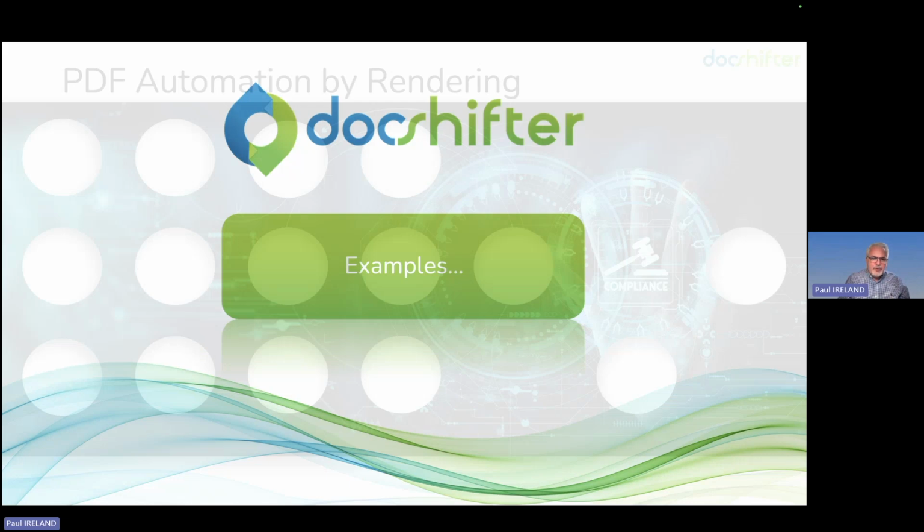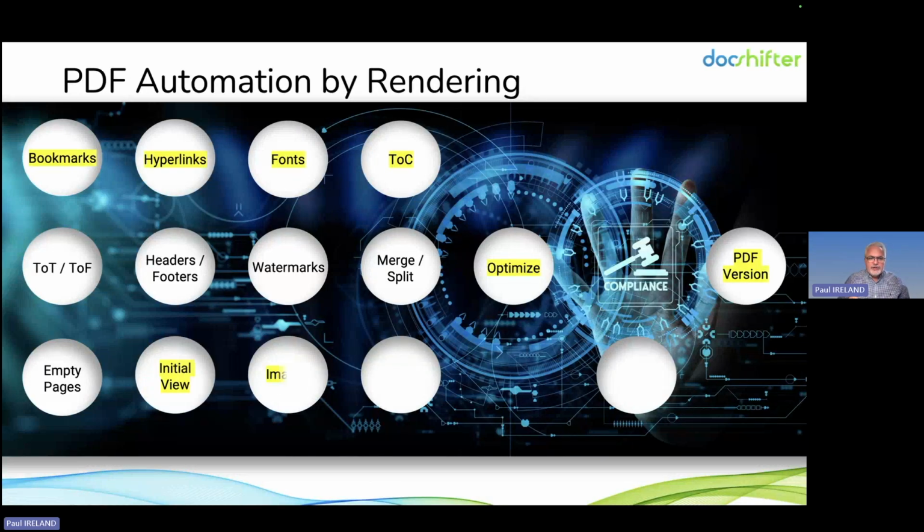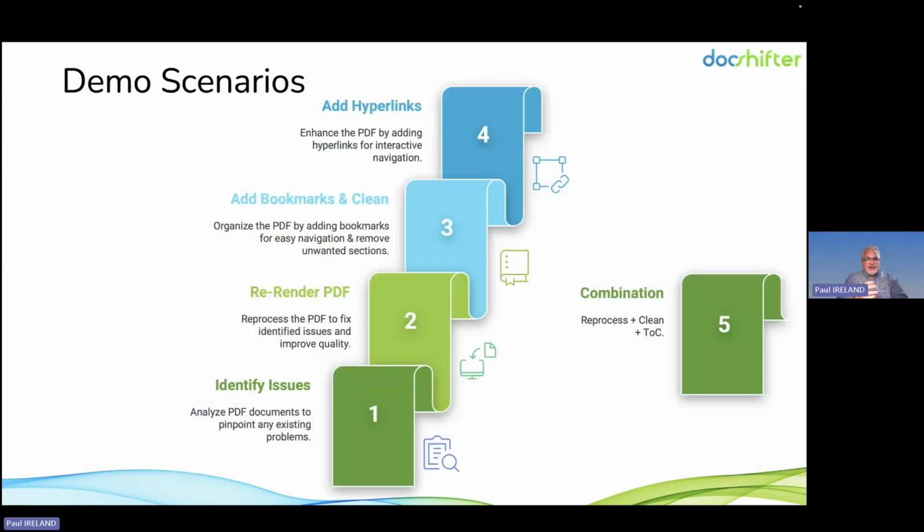So looking at some of the examples, the ones I'm going to focus on from that list are really some issues with bookmarks, hyperlinks, the font embedding, tables of contents, optimizing the initial view, some image settings, the QCing, and the PDF version. So those are some things I'm going to cherry pick. I can't cover everything, but those are just some examples for you. So what that means is I'm going to run 5 different scenarios. One, just going to show you in DocShifter how you can identify issues to begin with. So rather than just having to process the document, how do I just identify and QC the file to see what's actually wrong with it?